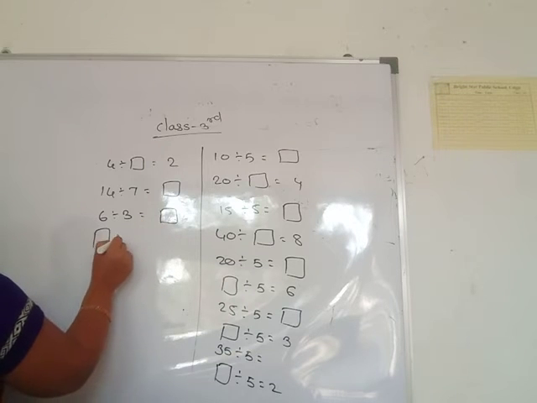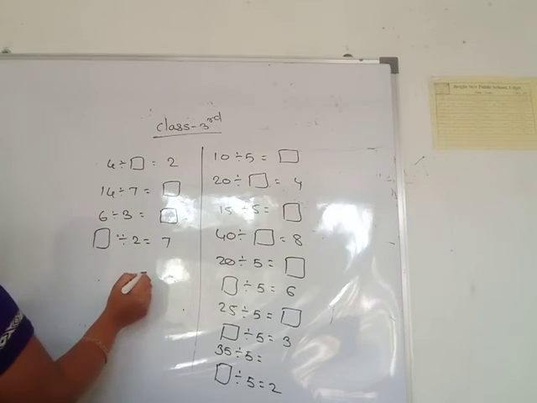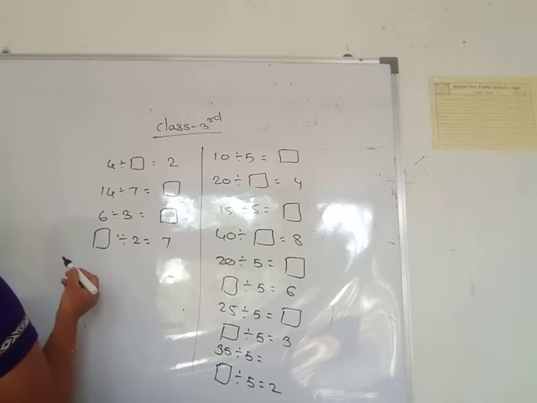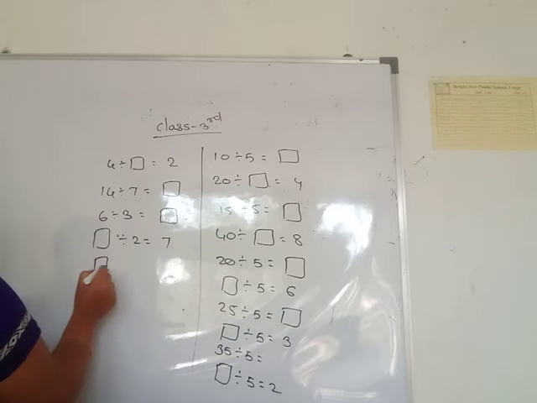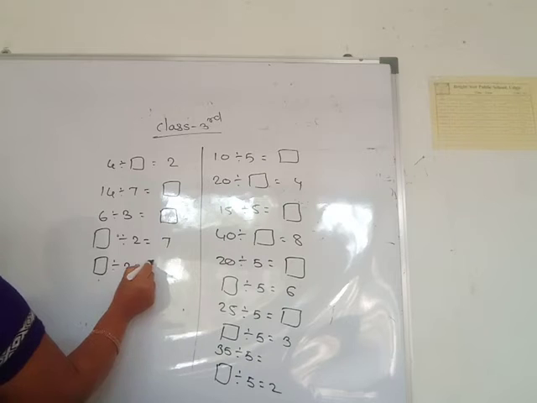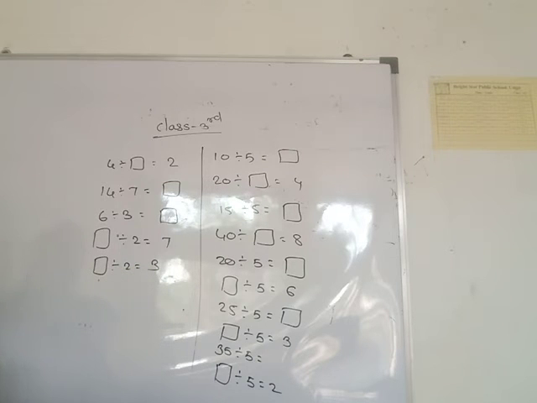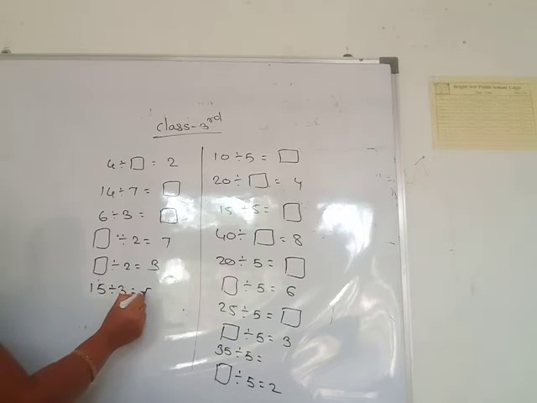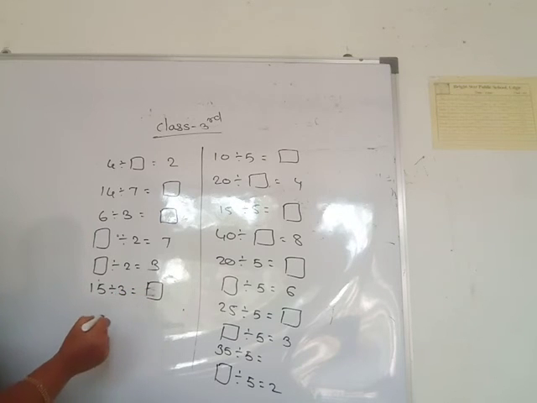6. Here one empty box divided by 2 is equal to 7. Means 7 2s are 14. Then here one empty box divided by 2 is equal to answer 3. Then you do the multiplication: 3 2s are 6. Then 15 divided by 3. 3 5s are 15. Then you write the correct answer in this empty box.